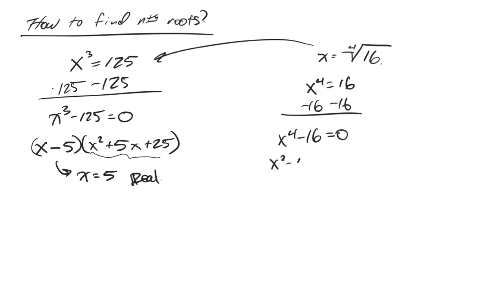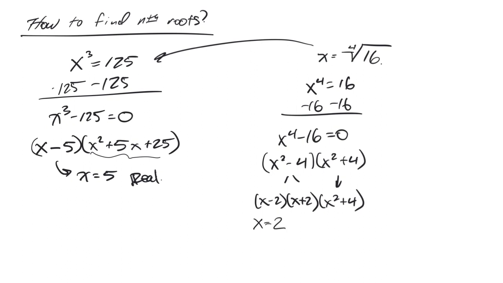I get x squared minus 4, x squared plus 4. It's a difference of squares. The x squared minus 4 can be further factored into x minus 2 and x plus 2. The x squared plus 4 cannot be factored. It gives me complex solutions. So I have two real zeros. x is 2 and x is negative 2. And this is correct. If I take 2 and I multiply it times itself 4 times, I get 16. Also, if I take negative 2 and multiply it times itself 4 times, I get positive 16.